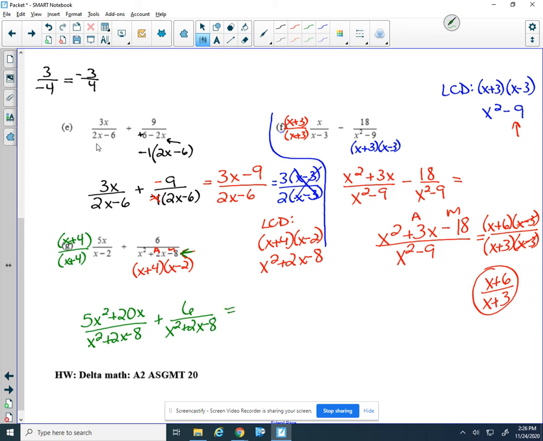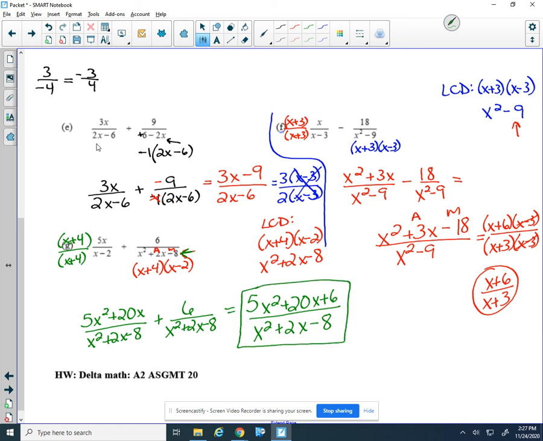So now I'm going to combine my like terms. I have 5x squared plus 20x plus 6 over x squared plus 2x minus 8. And looking at this quickly, this is one of those where I'd have to multiply 5 and 6 together to make 30 if I was going to factor it. No factors of 30 add up to 20, which is that middle term. So we are done. And that is our final answer.